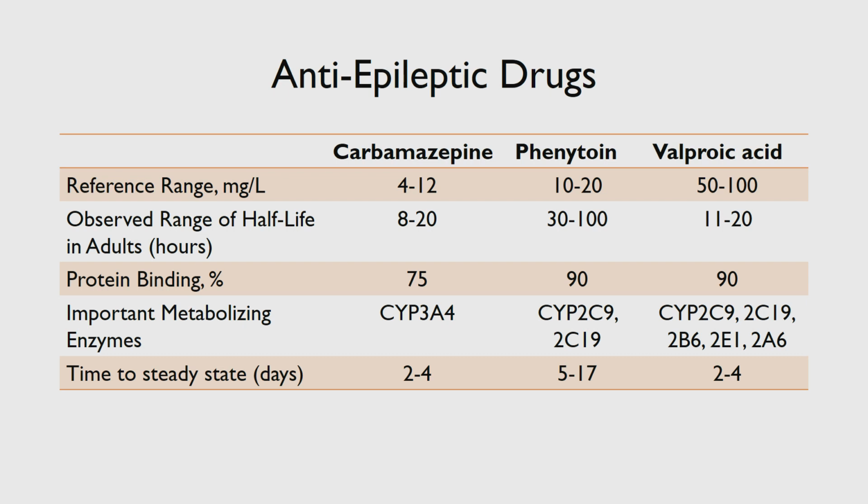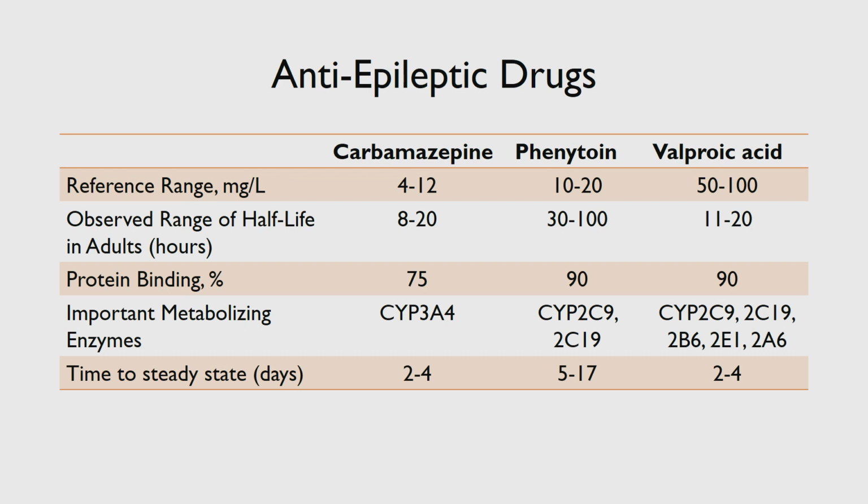The observed half-life is for carbamazepine between 8 to 20 hours. For phenytoin, it's large, between 30 to 100 hours. And for valproic acid, it is between 11 to 20. Both phenytoin and valproic acid have excessive protein binding when compared with carbamazepine. And there are different enzymes which are metabolizing these drugs, especially for valproic acid.